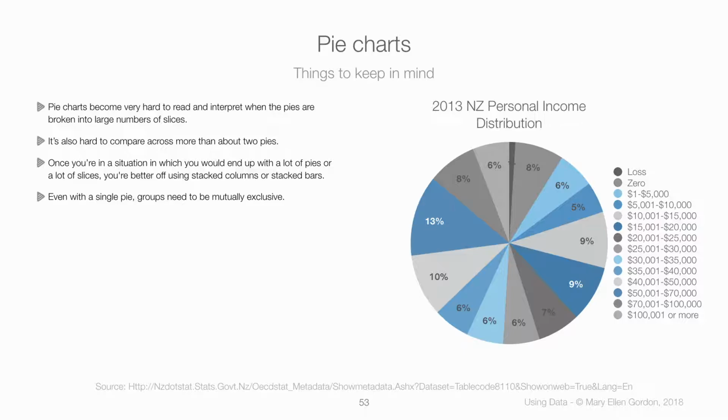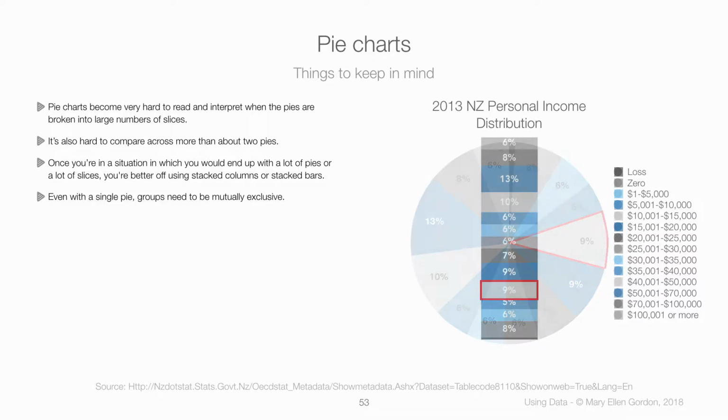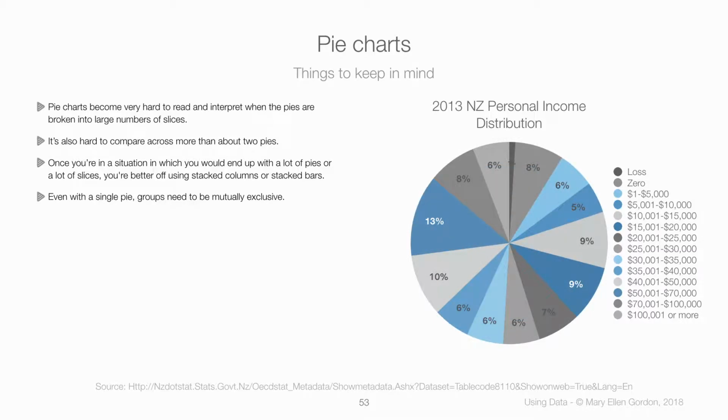Also, we know that people are better at interpreting the area of rectangles than they are of a slice of pie like this. It's just harder for your brain to understand this as 9% than it would be looking at 9% of a column or 9% of a bar just because of the shape. It's also hard to compare across even two pies, let alone more than that.